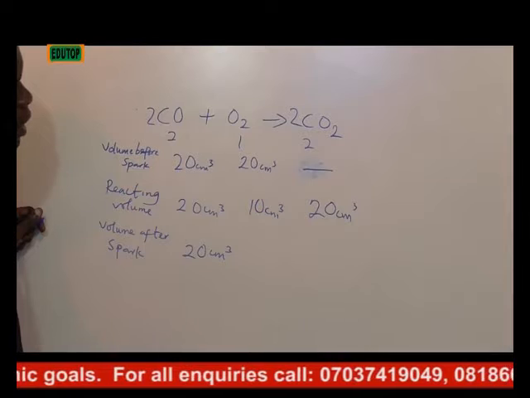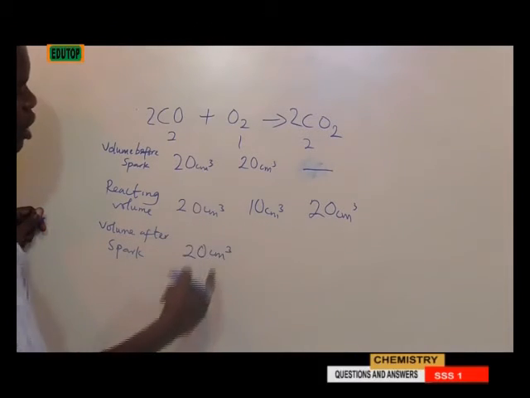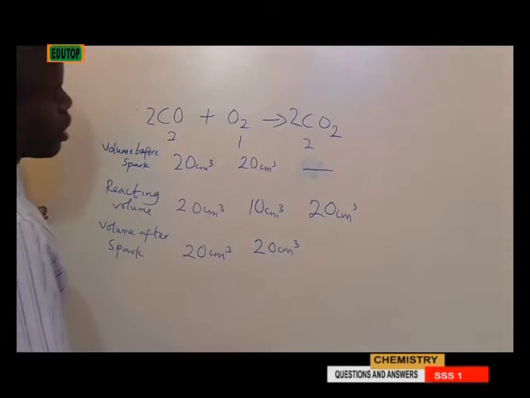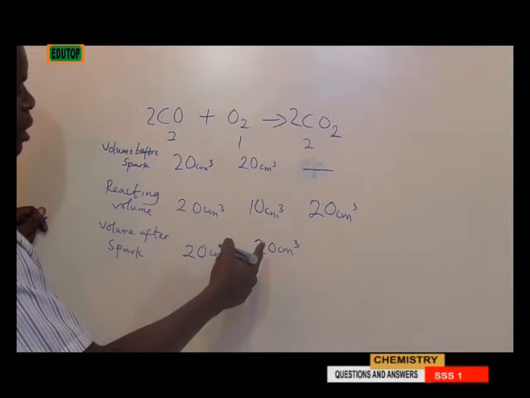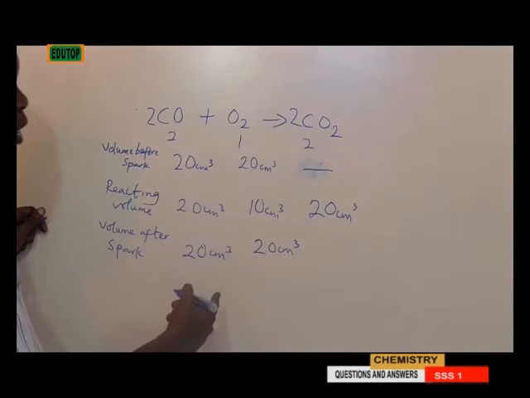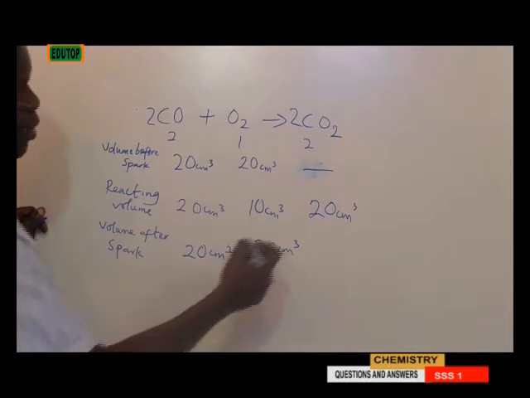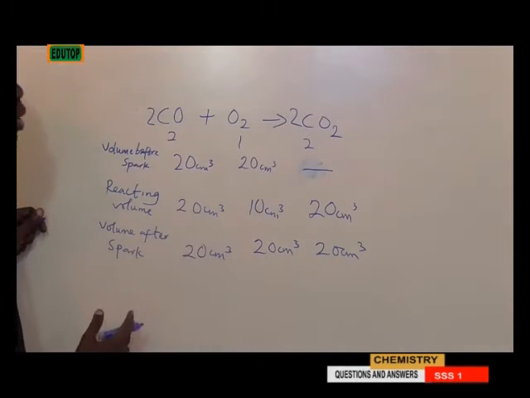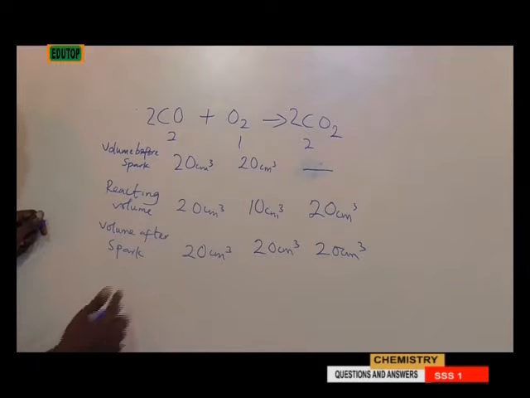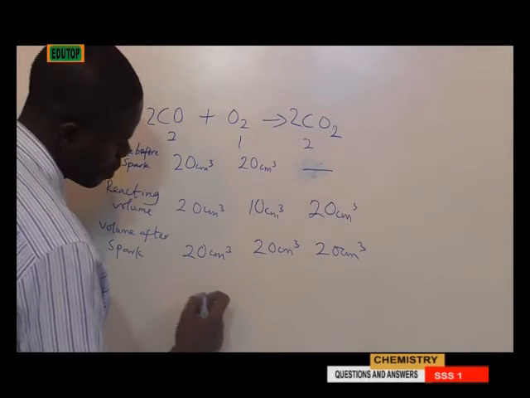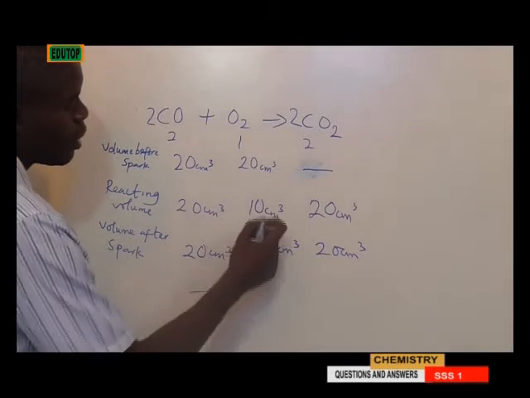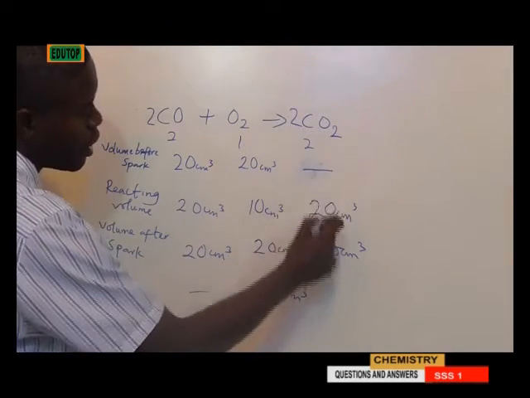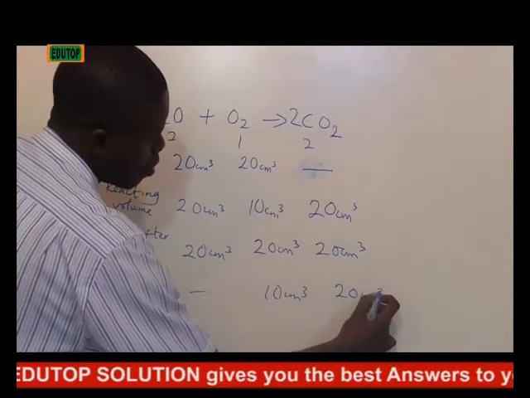The volume after sparking for CO will be 20 cm³ minus the reacting 20 cm³, which leaves none. For oxygen, 20 cm³ minus 10 cm³, which leaves 10 cm³. For carbon(IV) oxide, it will be 20 cm³. If you look at this very well, you will discover that this nullifies this, so you have none left. Here you have 10 cm³, and here 20 cm³.